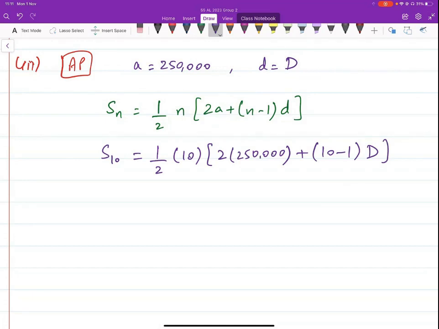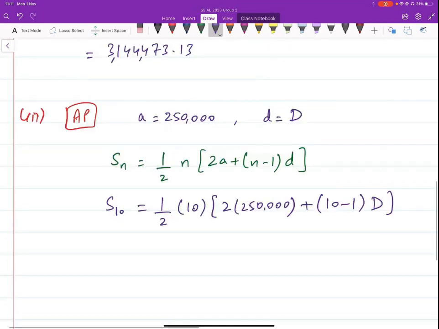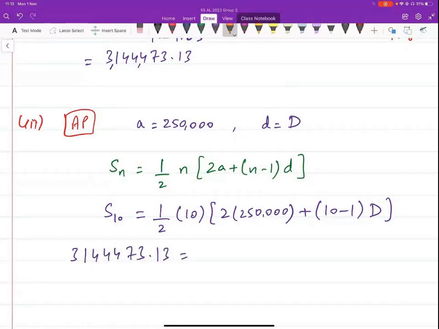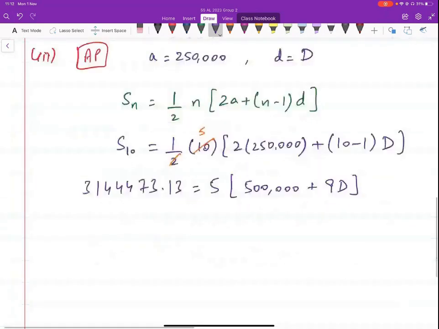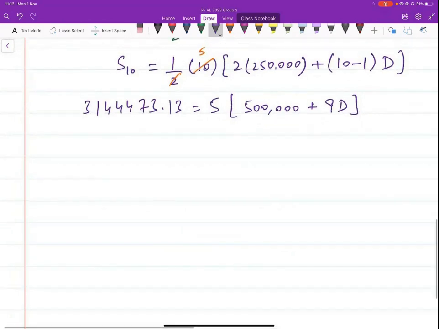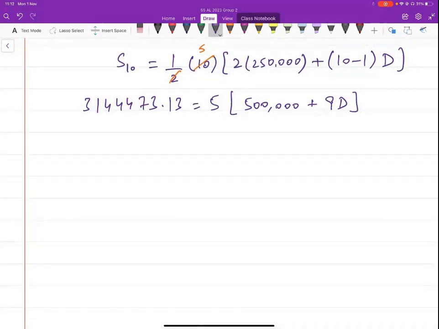And we know that this sum has to be the same as the sum that we found in the earlier part. उससे equate कर देंगे. Sum to the 10 terms की value हम यहाँ पे क्या लिख देंगे? We say this is 3144473.13 equals 5 into 500,000 plus 9 times D. And then you solve this for D, आपके पास D की value यहाँ से आ जाएगी. Okay, so you can solve this and see what we get.